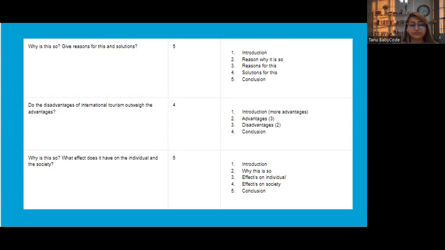Next question, why is this so? What effect does it have on the individual and the society? So again, there are 3 parts. First will be introduction, second will be why is this so, third will be effects on the individual, fourth will be effects on society, and the fifth one will be the conclusion. So you are supposed to write 5 paras.